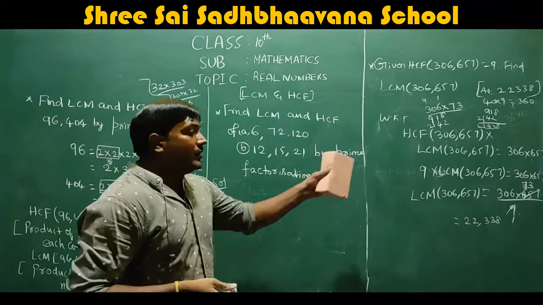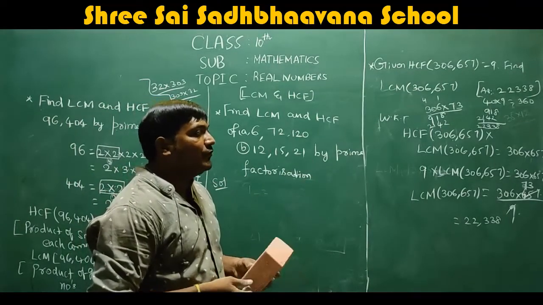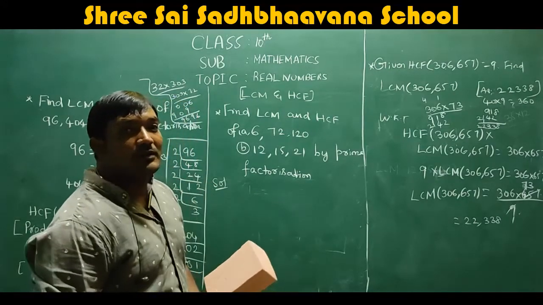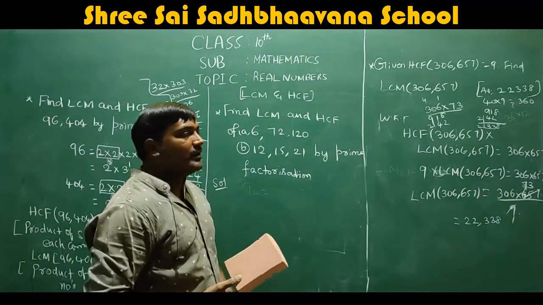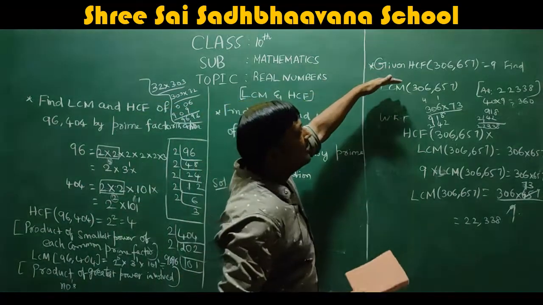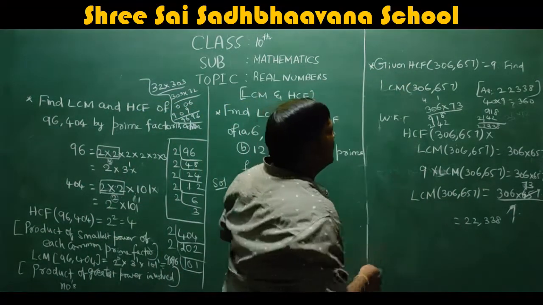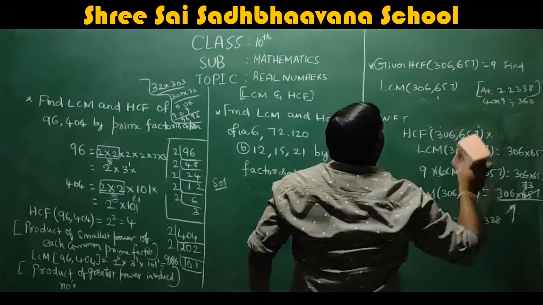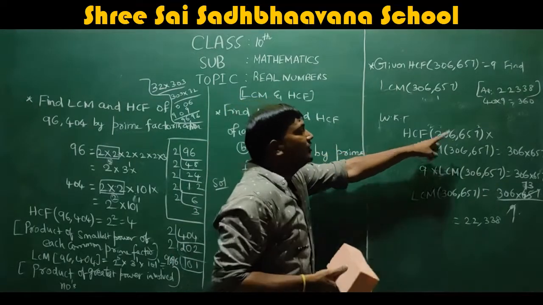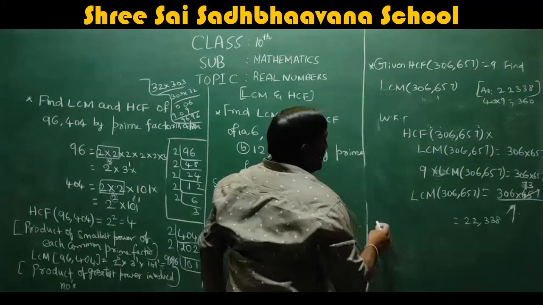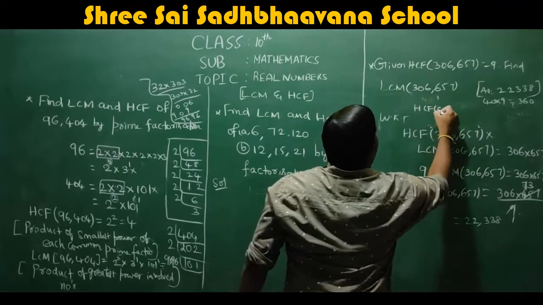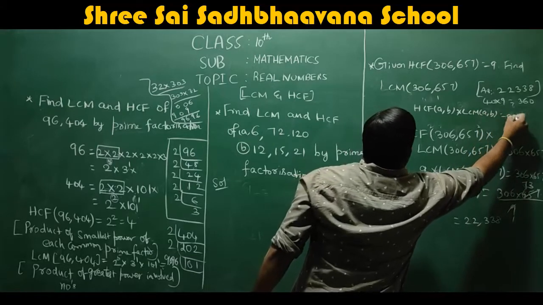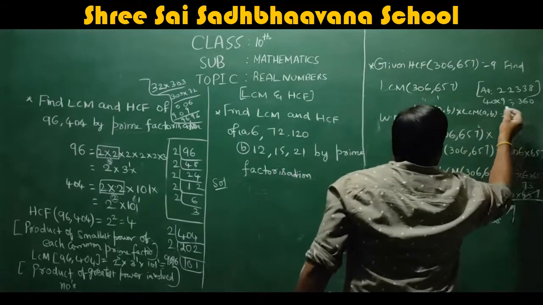Okay. This is how you have to find the LCM when HCF and the numbers are given. I'll just repeat once again. Given HCF as 9, find LCM. It's very simple. What is the relation we have? The relation is HCF of A comma B into LCM of A comma B is equal to A into B. This is the relation we discussed in the last class.